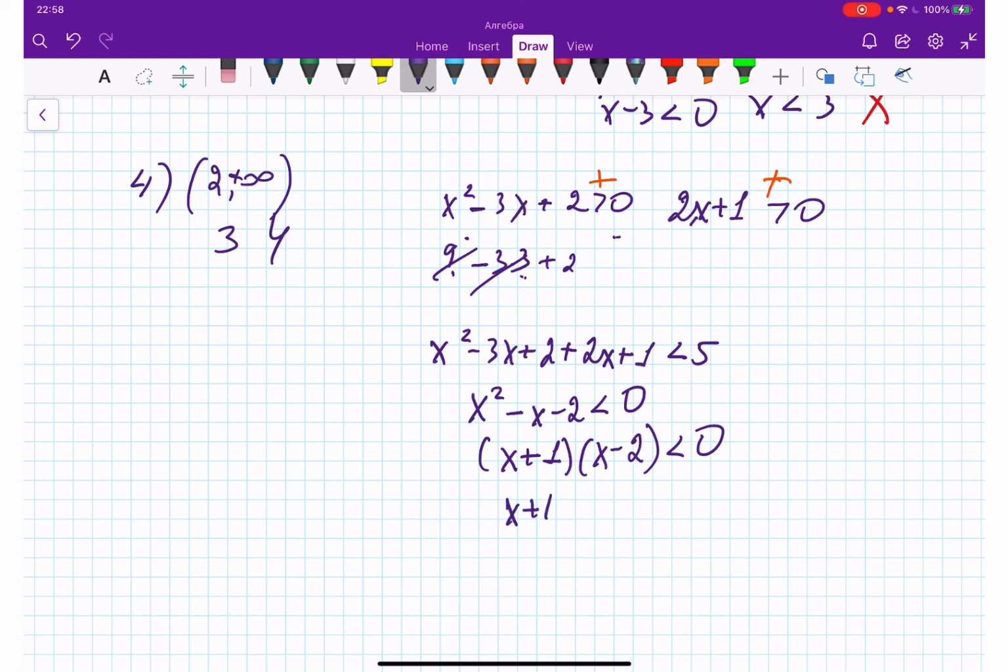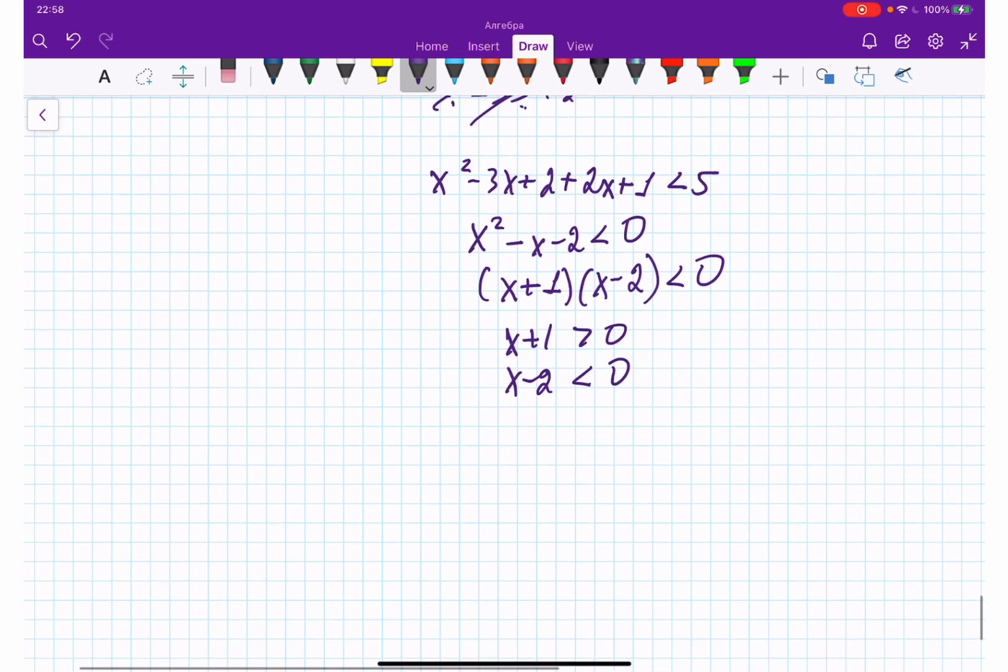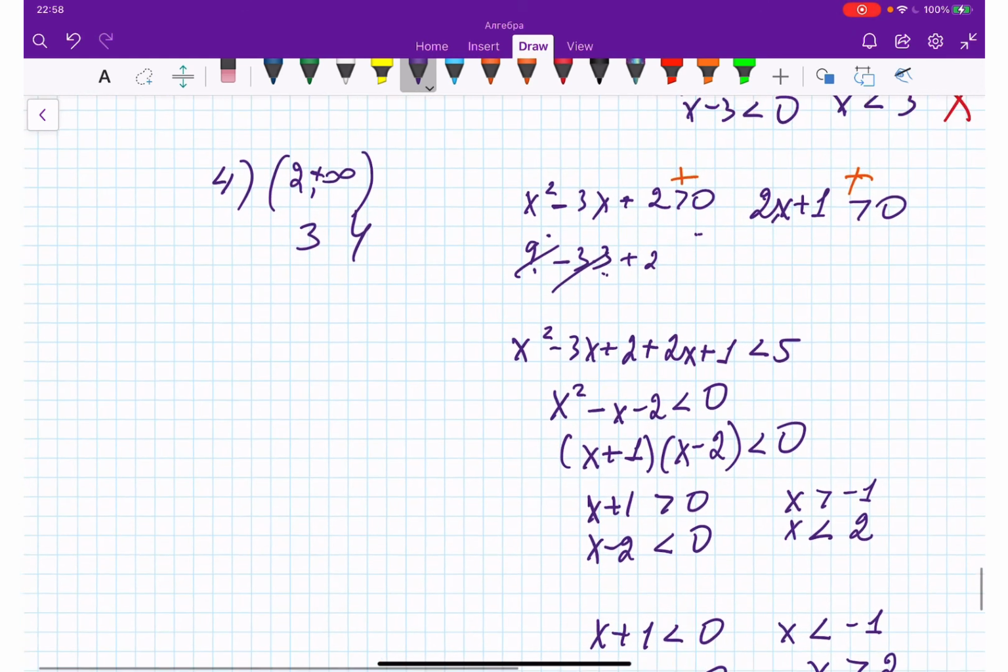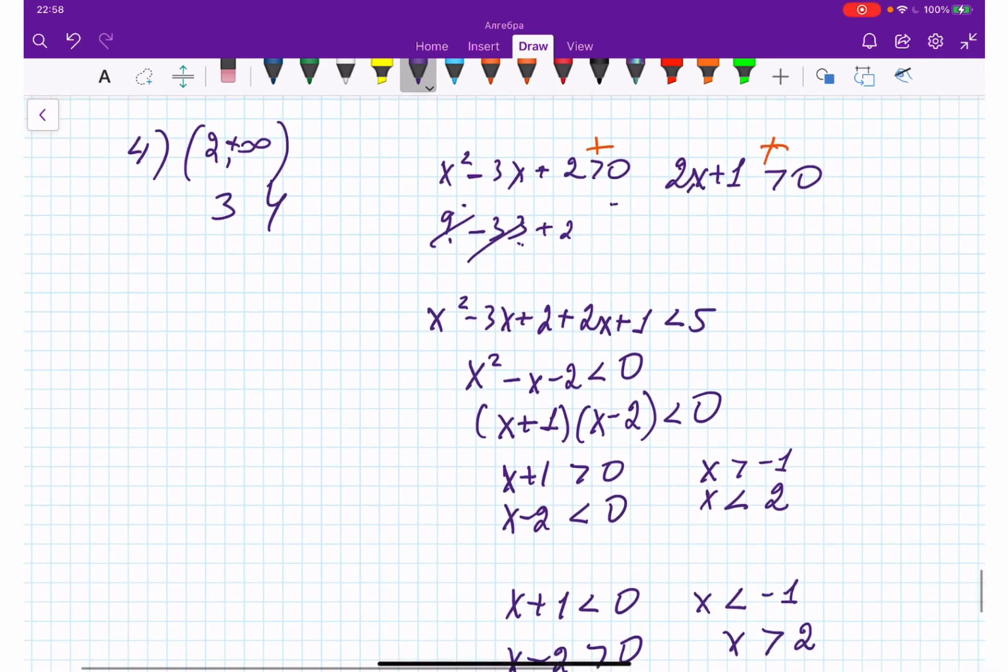x plus 1 is greater than 0 and x minus 2 is less than 0, so plus minus, or x plus 1 is negative and x minus 2 is positive. So from here, x is greater than negative 1 and x is less than 2, or x is less than negative 1 and x is greater than 2. Let's see which one is going to survive, which one we're going to cancel.